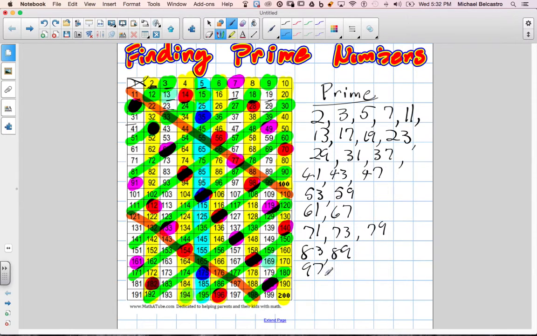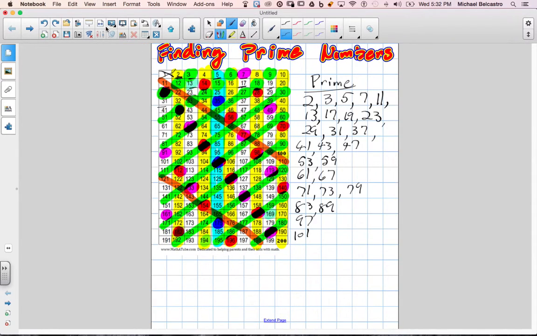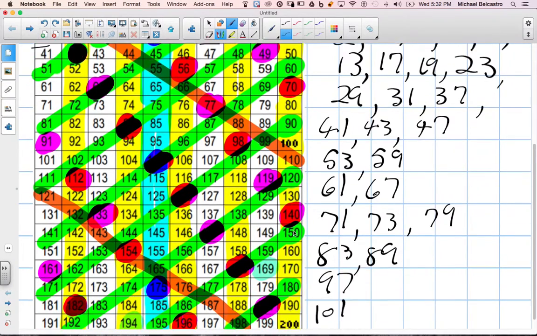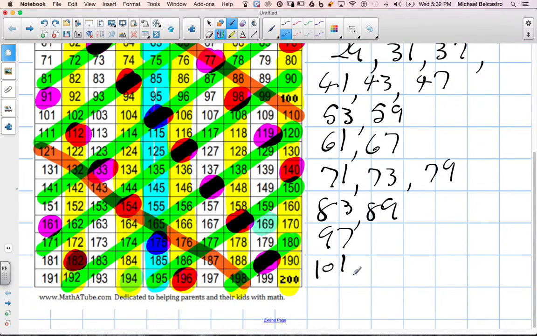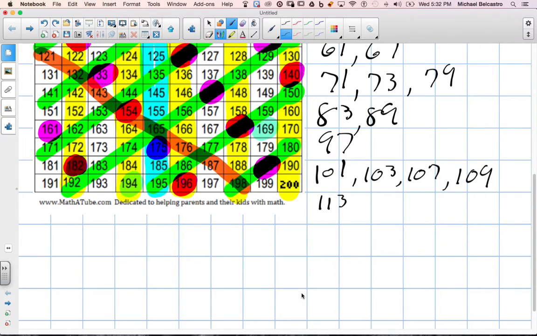97. Yeah. 101. I'm going to try to put them in order. I'm going to run out of space as I do this. Let's just scroll down a bit. 101, 103, 107, 109. See how they're becoming more and more here? Okay. 113. 127. Not too far. Let's go. There you go. 127. 131. Yeah. 137. Great. 139.